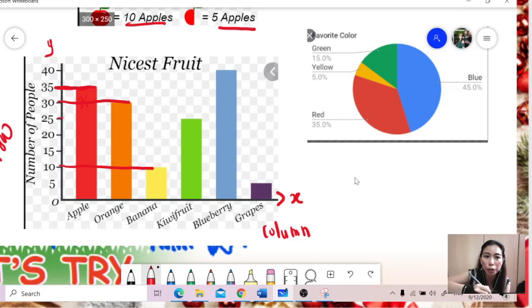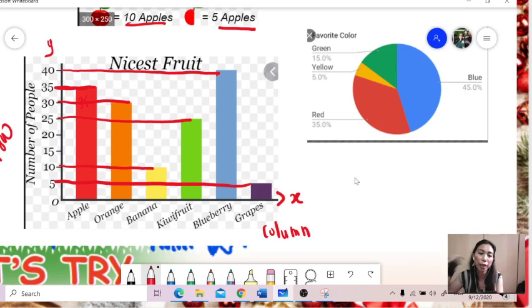For kiwi fruit, it's 25. For blueberry, you do based on the side. It's 40. And the grapes is here, 5. So that's how you gain the data. There's no need to mention it here.